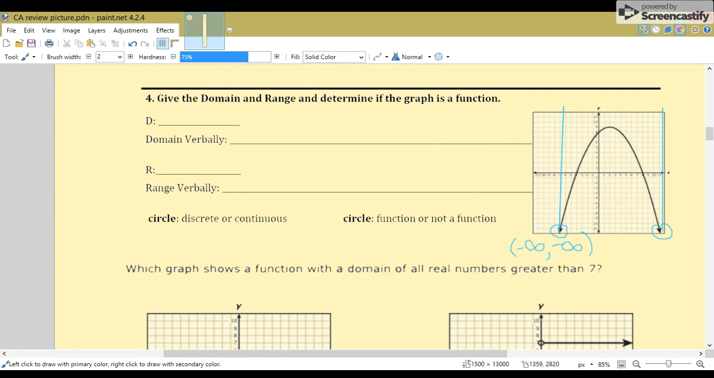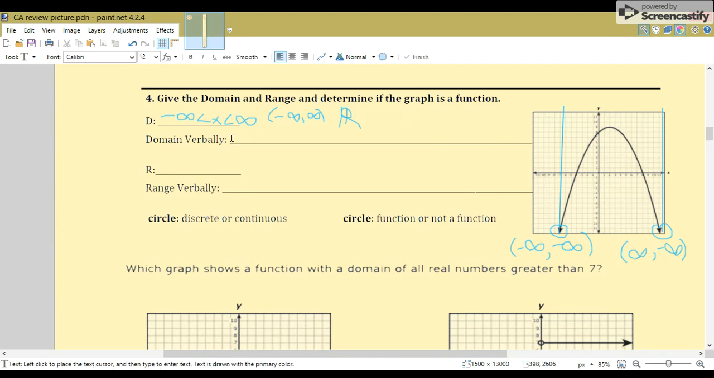On the right side, we also have an arrow. It's going to the right forever, so that's positive infinity, and it's going down forever. That's negative infinity. So domain left, right, x, we have negative infinity less than x less than infinity. You could also see it as parentheses, negative infinity, comma, positive infinity, close parentheses. You could also see an R with 2 lines. But the thing that comes up the most for this will be all real numbers. So the domain verbally will be all real numbers.